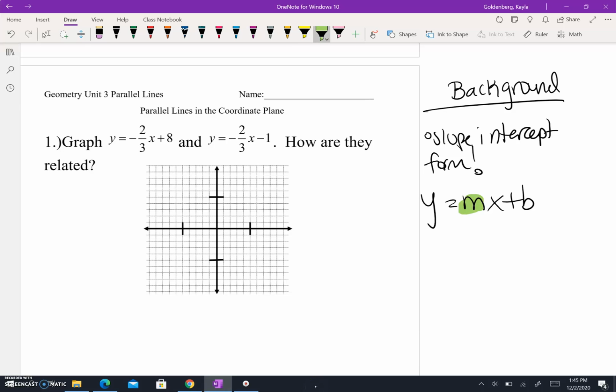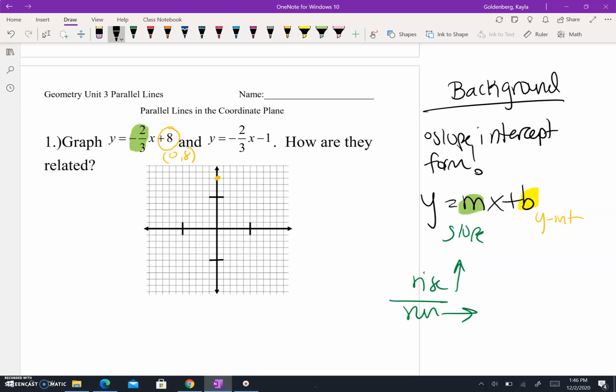So our m value is our slope, right? That represents your rise over your run, right? Up and to the right. And then your b value, that's representing your y-intercept. That's the point on the y-axis. So for this one, I'll plot this one right here. That means that there is a point (0, 8). So 5, 6, 7, 8.